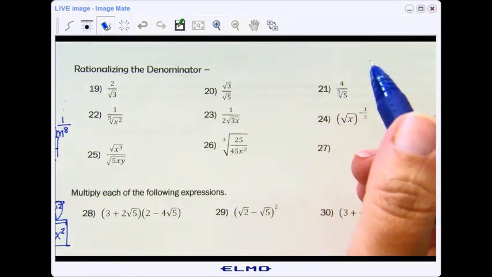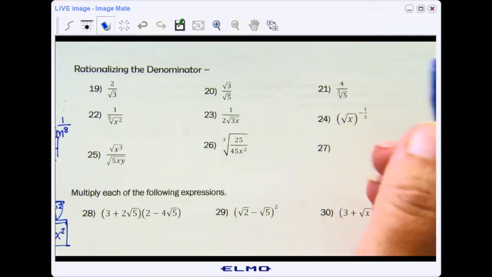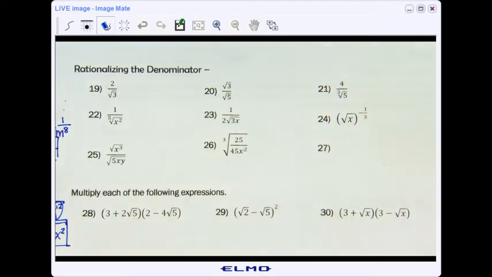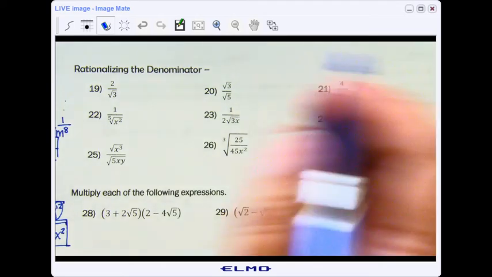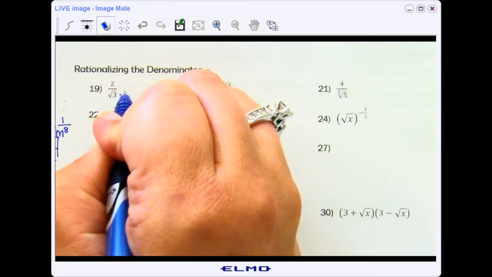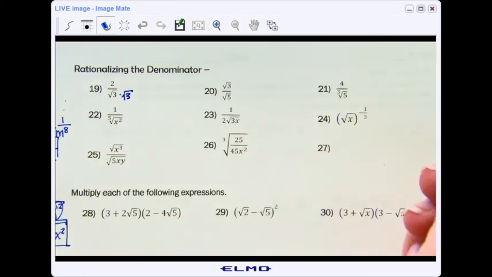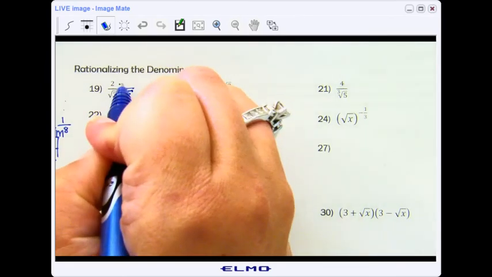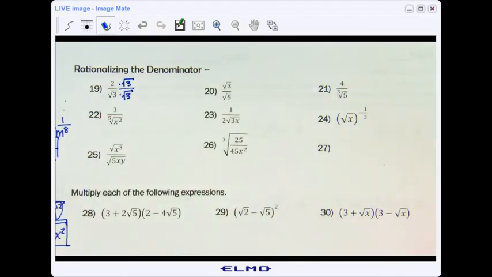To keep from changing the value of a fraction, you have to multiply the top and the bottom of the fraction by the same thing, in essence multiplying it by 1. So to rationalize the square root of 3, I'm going to multiply it by the square root of 3. And if I multiply the bottom by the square root of 3, then I have to multiply the top by the square root of 3.